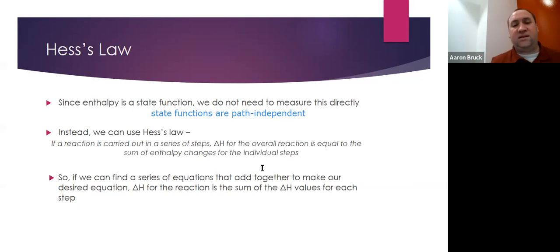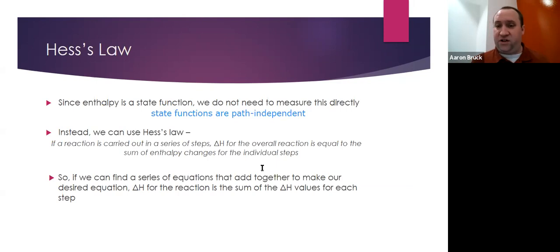And so this is where Hess's Law comes in. Hess's Law states that if we have a reaction that is carried out in a series of steps, one piece after another, the overall enthalpy for the reaction is equal to the sum of all of the enthalpy changes for all the individual steps along the way. So if I have a 3-step process to yield another reaction, all I have to do to find the enthalpy of the overall reaction is just add up the enthalpies of the 3 steps that made it along the way.